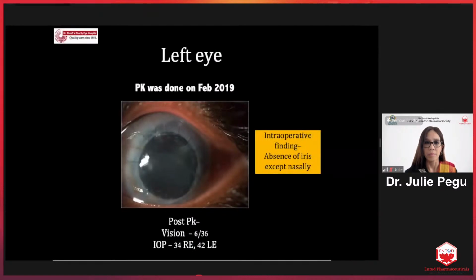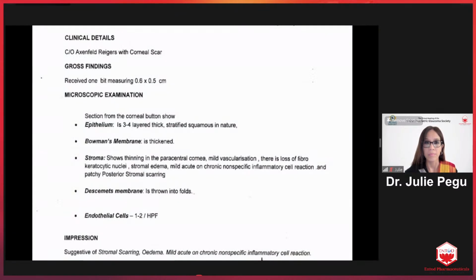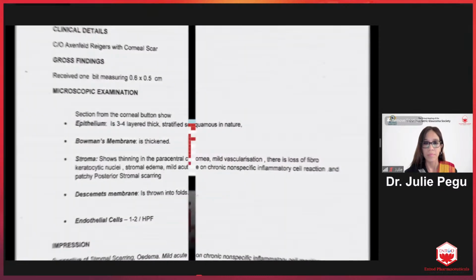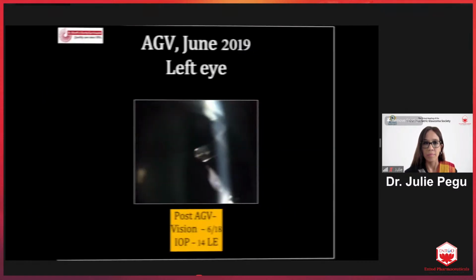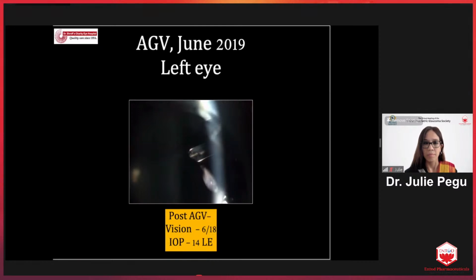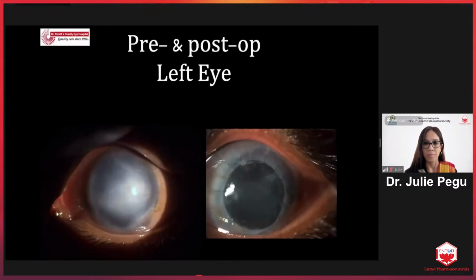In view of the dense corneal scar in the left eye, a penetrating keratoplasty was done in February 2019, following which the vision in the left eye improved to 6/36. Histopathological examination of the left eye corneal button showed stromal scarring, edema, and mild acute and chronic non-specific inflammatory cell reaction. However, the intraocular pressures were uncontrolled in both the eyes on maximum medical treatment, so an AGV implant surgery was done in the left eye on 24th of June 2019, followed by the right eye surgery. The tube of the AGV was well placed in the sulcus.